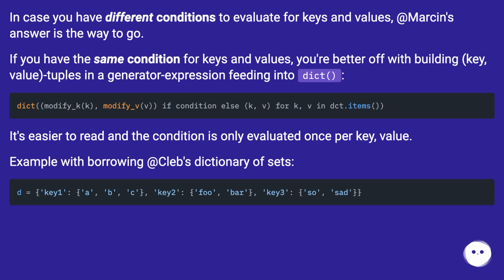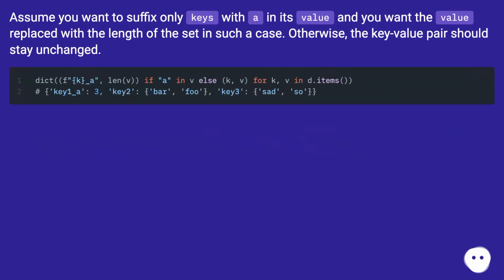Example, borrowing Kleb's dictionary of sets. Assume you want to suffix only keys within its value, and you want the value replaced with the length of the set in such a case. Otherwise, the key-value pair should stay unchanged.